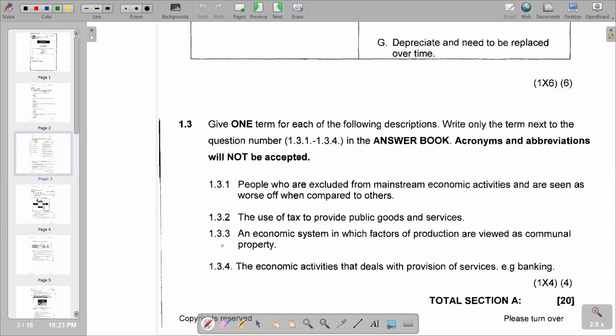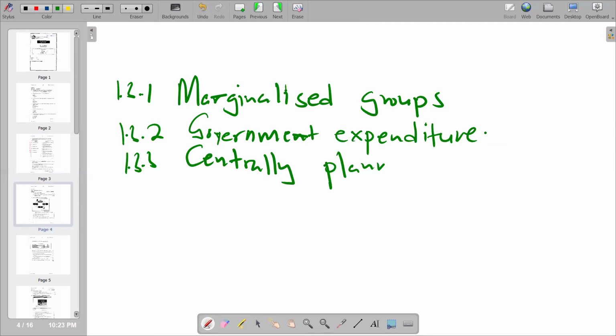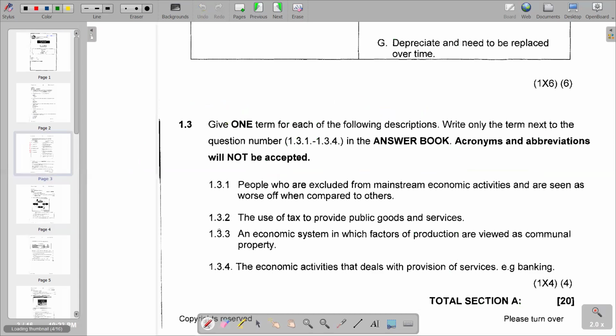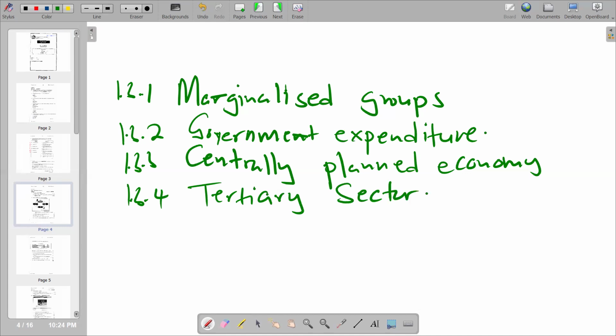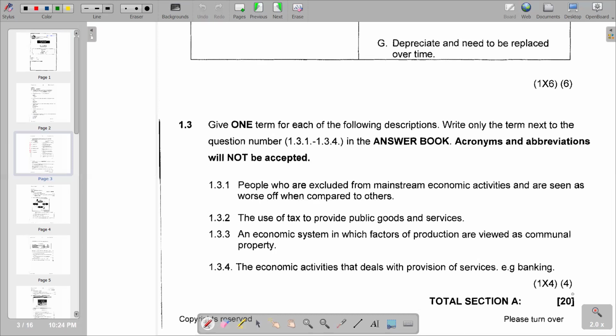Then go to the next part where you're saying it's communal property. So we can try to also identify which economic system can be viewed as communal. Centrally planned. Then banking, we can just refer to it as the tertiary sector, whereby we're having 1.3.4, and we're saying it's the tertiary sector. So basically, that's what we have. And this becomes the last question. 20 marks.